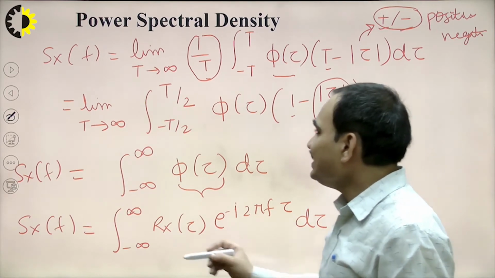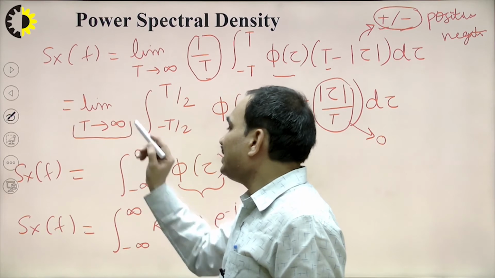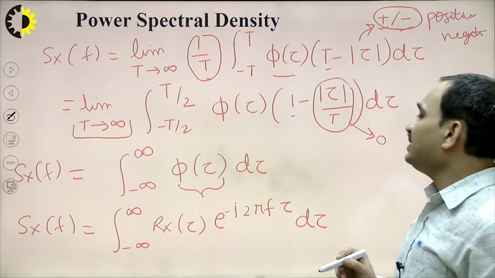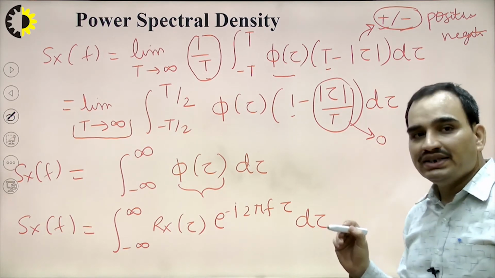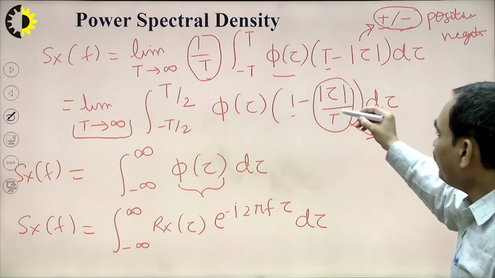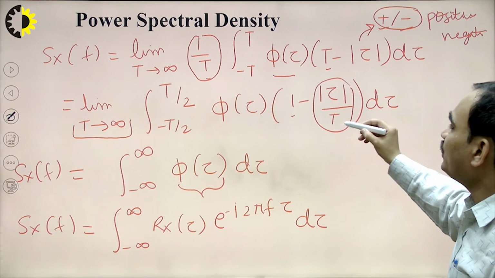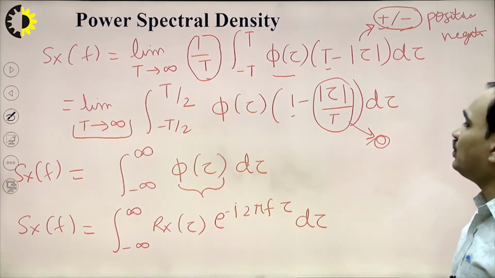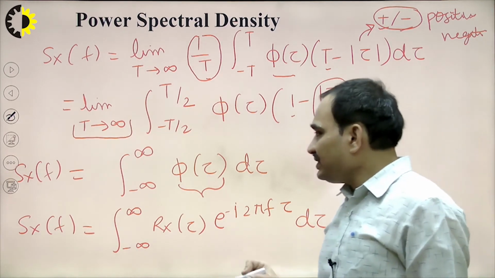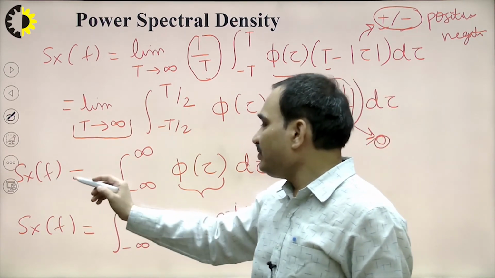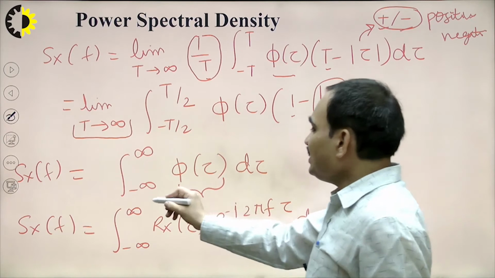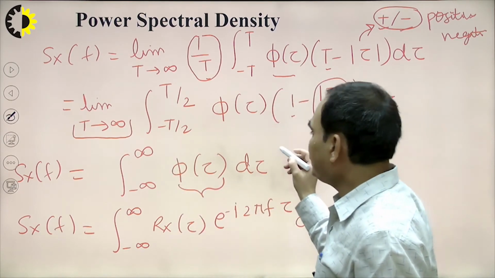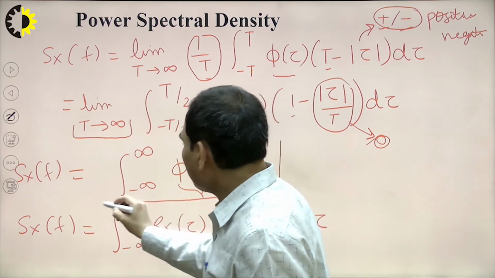But here we can see we have this limit, that is T tends to infinity. When you are substituting the limit in this expression, what we are getting is 1 by T, and 1 by infinity we know is equal to 0. So this term will be equal to 0. Okay. Now what is left is Sx(f) equals the integral from minus infinity to plus infinity of phi of tau d tau. So this is our power spectral density in terms of phi.